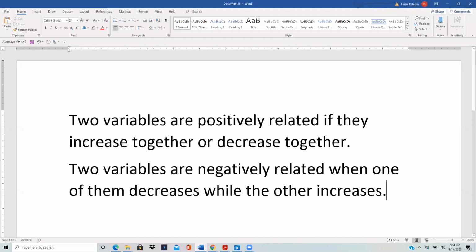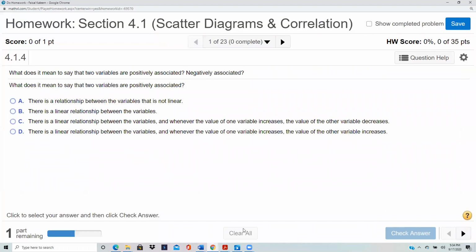But two variables will be negatively related when one of them increases while the other decreases. So basically, when they go in opposite directions, they are negatively related, and when they go in the same direction, they are positively related. So in this case, it will be choice D.